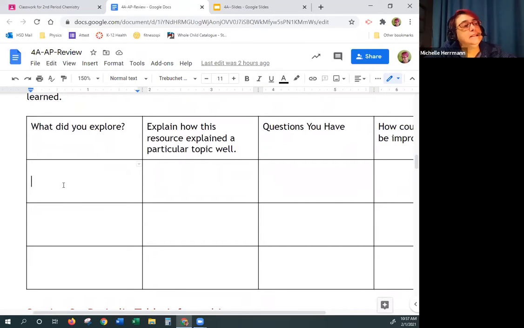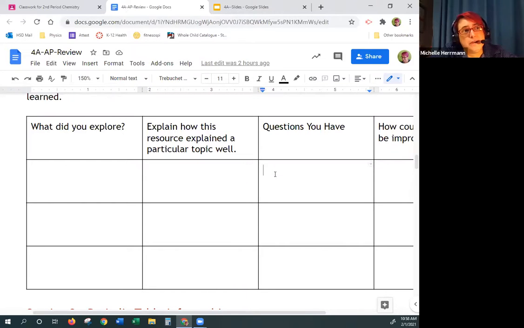In this table, tell me, what did you explore? Tell me what it is, whether it's a simulation or a video, say which one it is. You can even copy and paste from the top of the resources section and put it in here. Talk about what this resource was good for. This is important because if you wanted to go back and look at something, it's nice to know what resource it was and what kind of information it had.